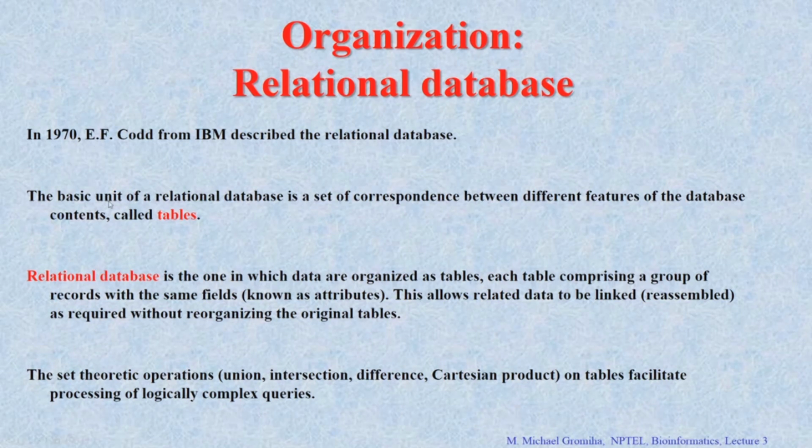The basic unit is called a table. They put different information in a table. These different records are called attributes, and these attributes are interlinked with each other. So without rearranging the table, you can fetch or extract the data on any aspect. Also, there are several operations you can use, such as intersection, union and difference, to facilitate the processing of very complex queries. I will tell you one of the examples.